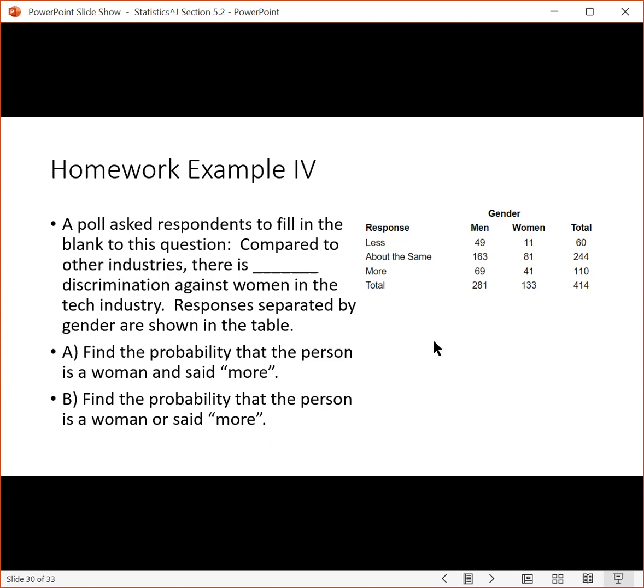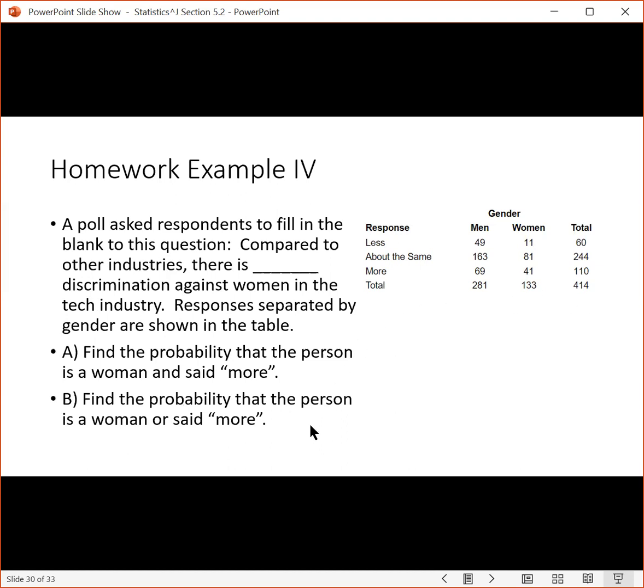So it wants us to do that. Let's see, find the probability that a person is a woman and said more. These are the women, and there's the more. It took me a second. I was like, wait, where's the more? It's right there. So a woman who said more, there are going to be 41 of those out of 414.